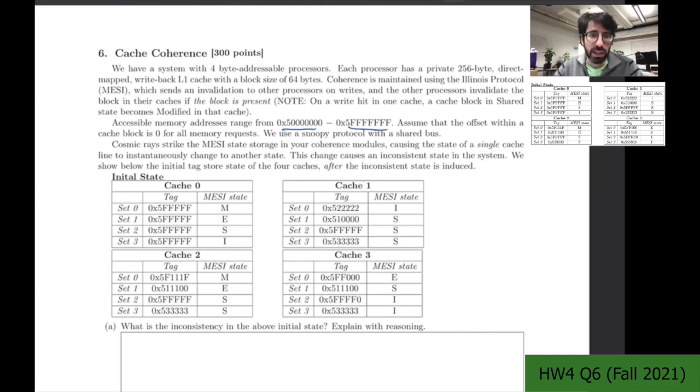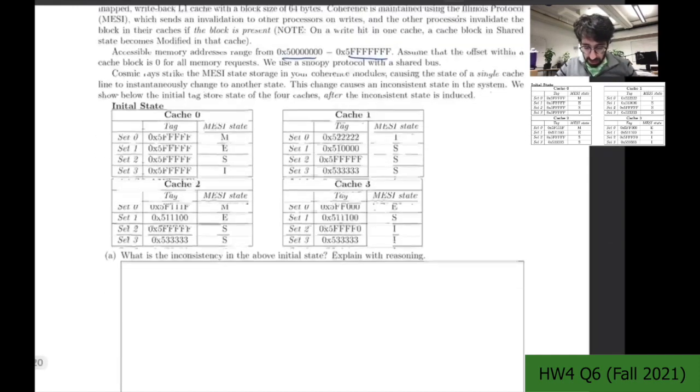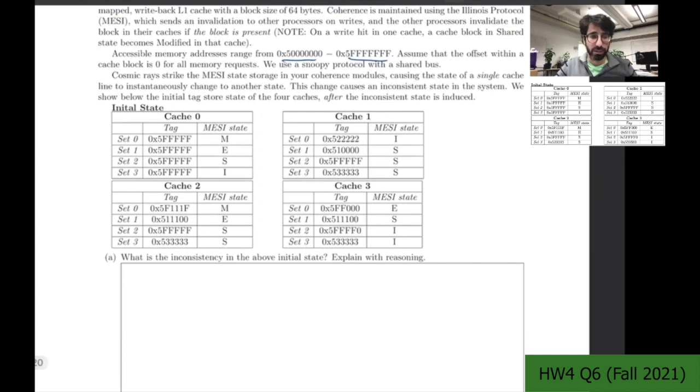We show below the initial tag store state of the 4 caches after the inconsistent state is induced. So this is the initial state, and the question is, what is the inconsistency in the above initial state? Explain with reasoning. Okay, we can solve this question by looking at the modified and exclusive states.